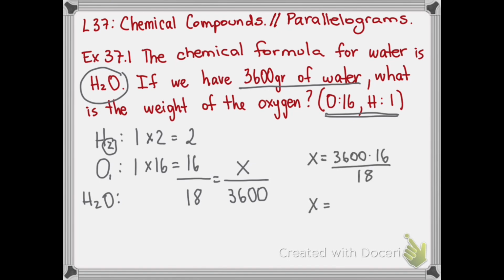We cross multiply, and when we simplify, 18 divided by 18 is 1. And 3,600 divided by 18 is 200. And then we multiply 200 times 16, which is 3,200. And that would be the weight of the oxygen in this case. When you have an exercise like this, pay close attention to the formula, because the formula will tell you how many atoms of each of the elements the molecule has.